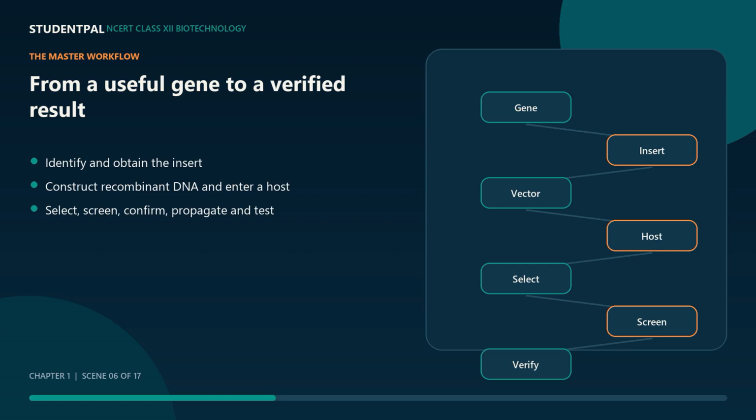Only after confirmation do we propagate the clone or test expression and function. Pause here. Why is confirmation placed after screening? Because screening produces likely candidates, not certainty. The logic of the chapter is a narrowing funnel. Many cells, fewer survivors, fewer likely clones, and finally a verified construct.